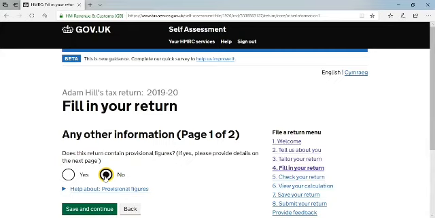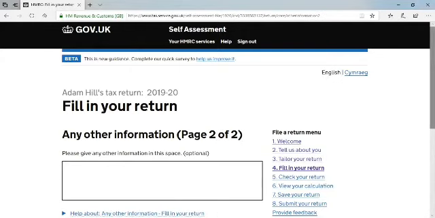If for any reason you couldn't get final figures, you can put an estimate in to get something submitted to HMRC and then make an adjustment later on. But just bear in mind, they're going to be expecting that adjustment at some point, so better to tick no.